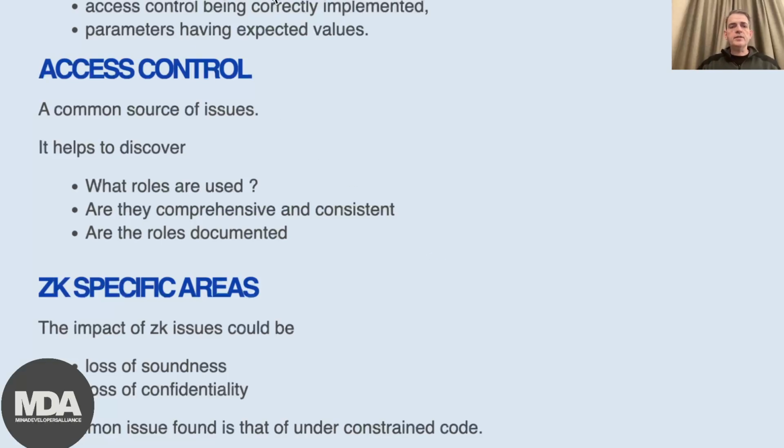Now, in addition to that, there are some ZK-specific areas we need to think about. The two main impacts we can potentially get if the ZK aspects are incorrect are that we could get a loss of soundness, so there could be an incorrect proof that is going to be accepted, or we could get a loss of confidentiality where we don't have the zero knowledge aspect of the proof. And a common issue in ZK systems is that of under-constrained code.